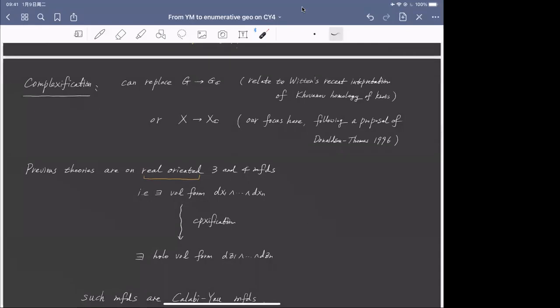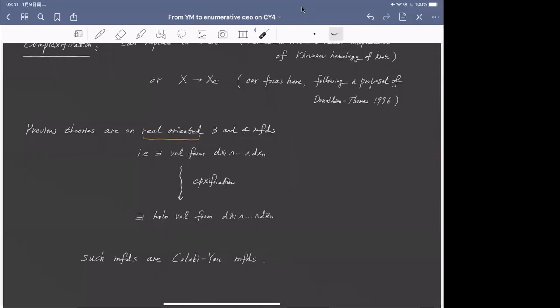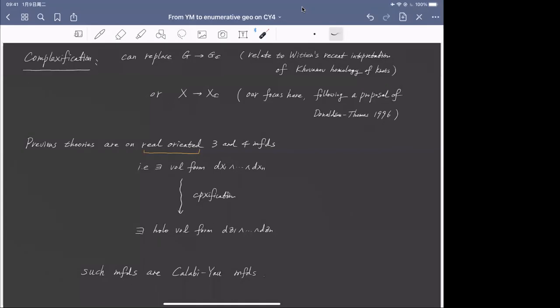Okay, so let's start. Previously, our theories were actually on real-oriented 3 and 4 manifolds, because if you remember, we need to define some integrations. This integration depends on the choice of these volume forms. So this is equivalent to saying that this is real-oriented, because real-oriented, if you learn manifold theory, means that we have a global volume form. Locally it's written like dx1 wedge dx2 to dxn. So n is the real dimension.